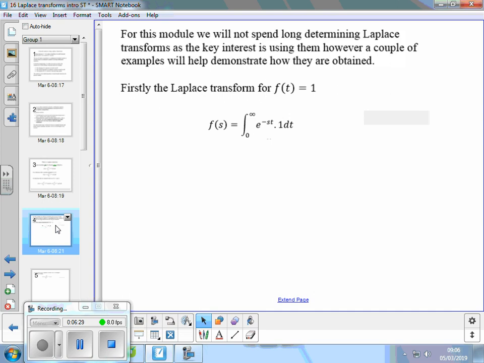So if we take the Laplace transform for the constant 1, we've got to find the S-domain function. We have to integrate e to the minus st times 1. What is the integral of e to the minus st?